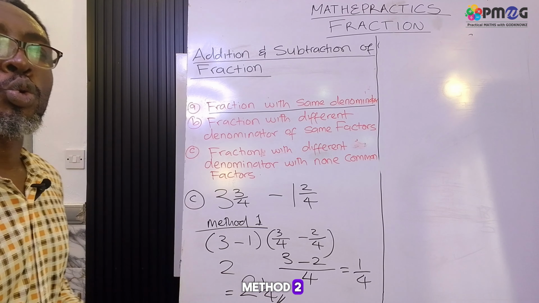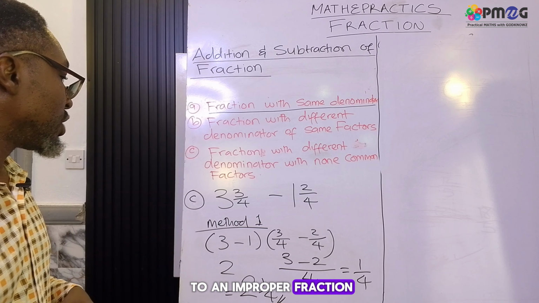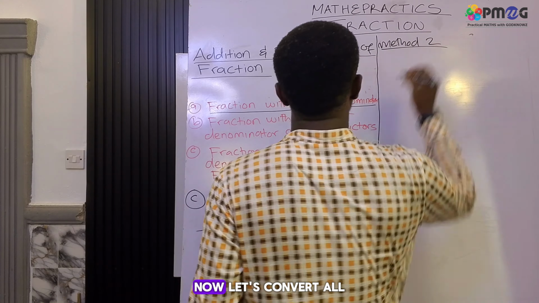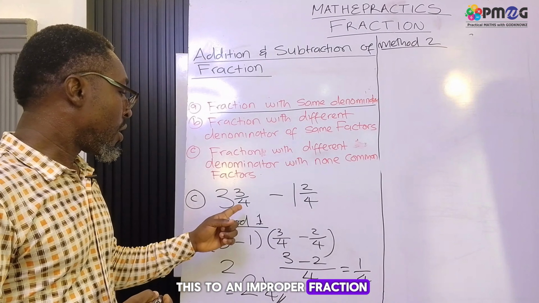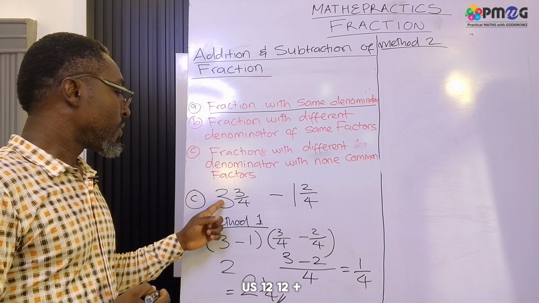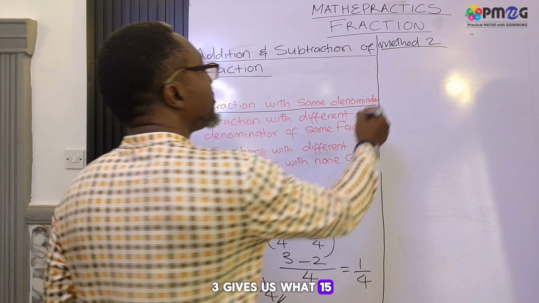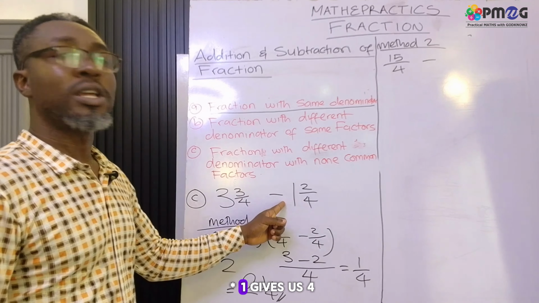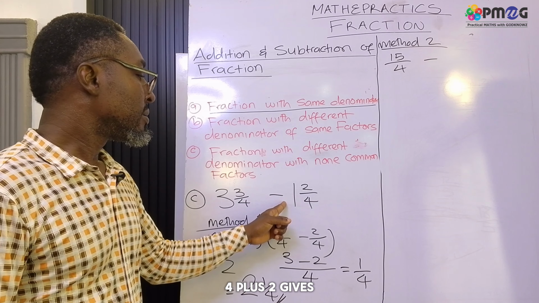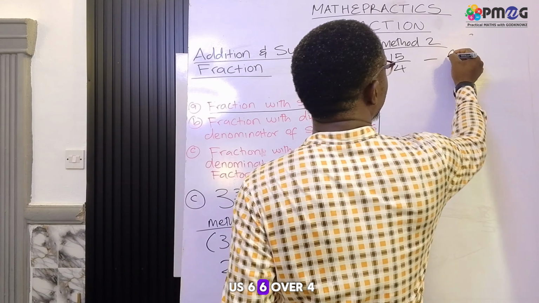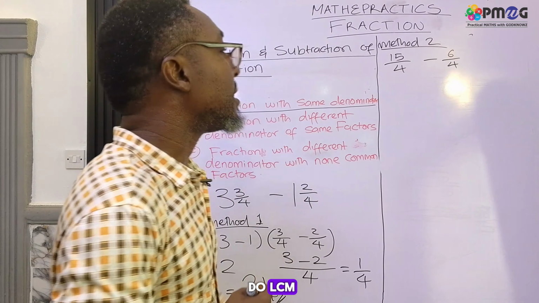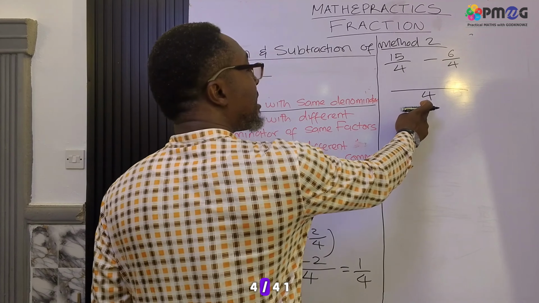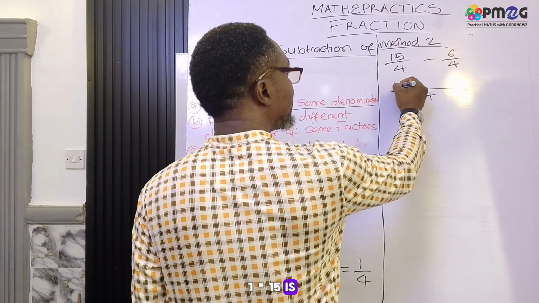Now let's try method 2, converting the mixed numbers to improper fractions. Let's convert all of this to improper fractions. 4 times 3 gives us 12. 12 plus 3 gives us 15 over 4, minus 4 times 1 gives us 4. 4 plus 2 gives us 6. 6 over 4. So what do we do? LCM. Denominators of the same kind. What is the LCM? 4. 4 divided by 4 is 1. 1 times 15 is 15.